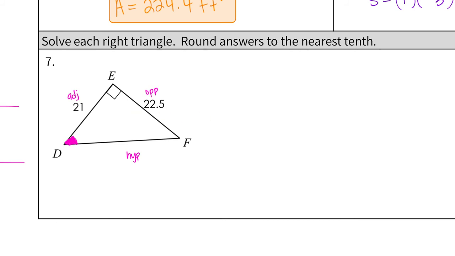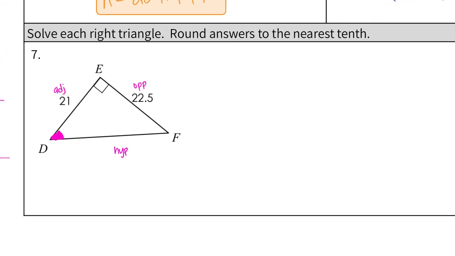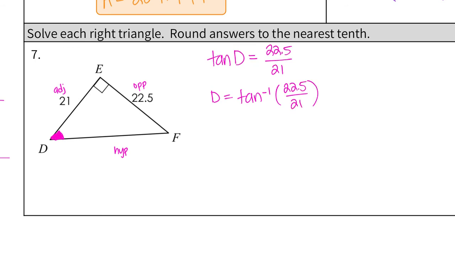So I'm going to scoot over really quickly. That would be here, tangent. O and A stand for opposite and adjacent. Okay, so because this is angle D, let's say tan of capital D is equal to 22.5 over 21. Now, I want D to be by itself, so when I divide by tangent, it becomes an inverse. So I have tan inverse of 22.5 over 21, and that is what you're going to type into your calculator.